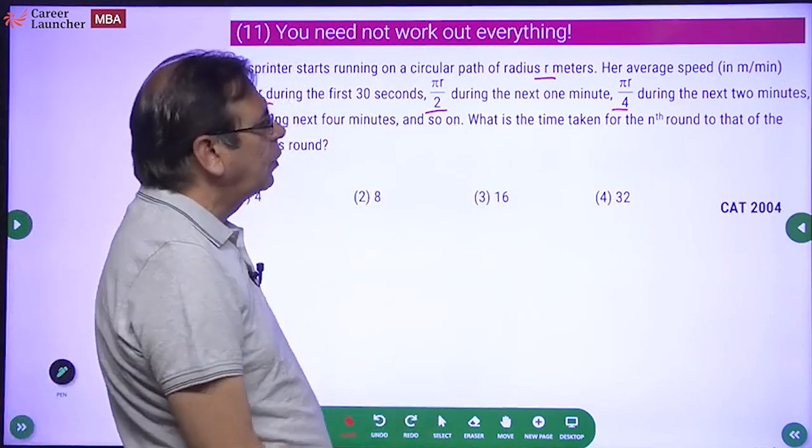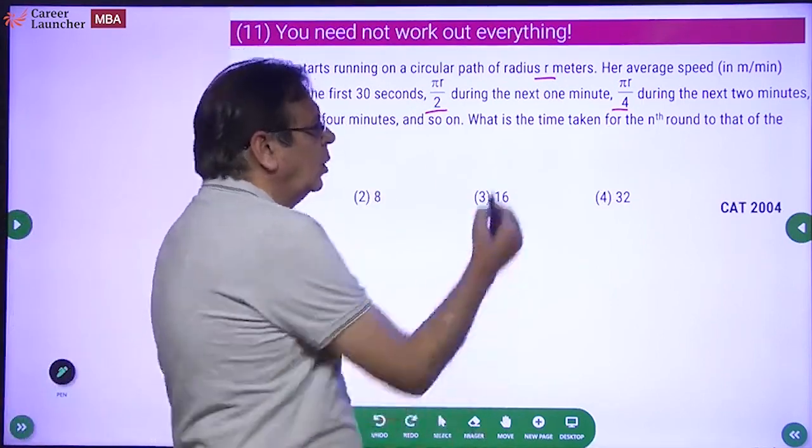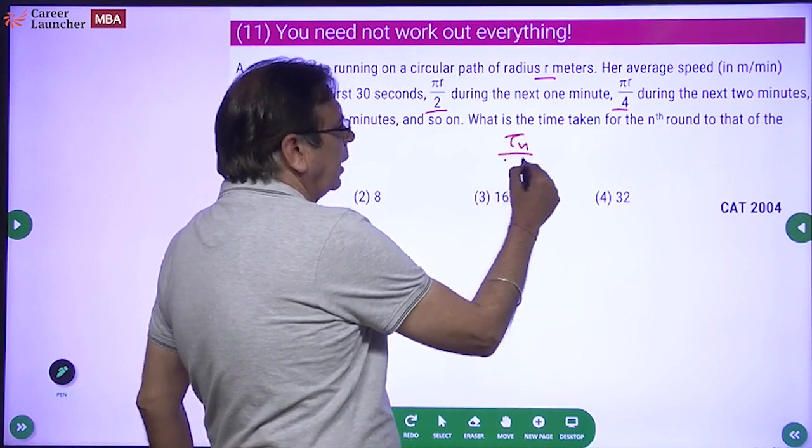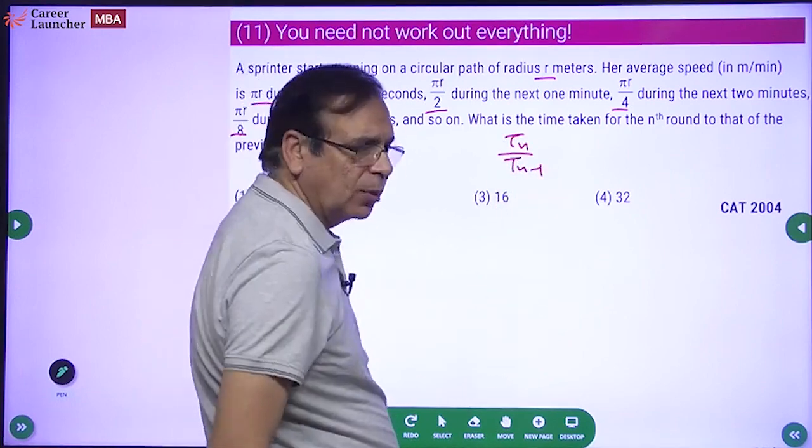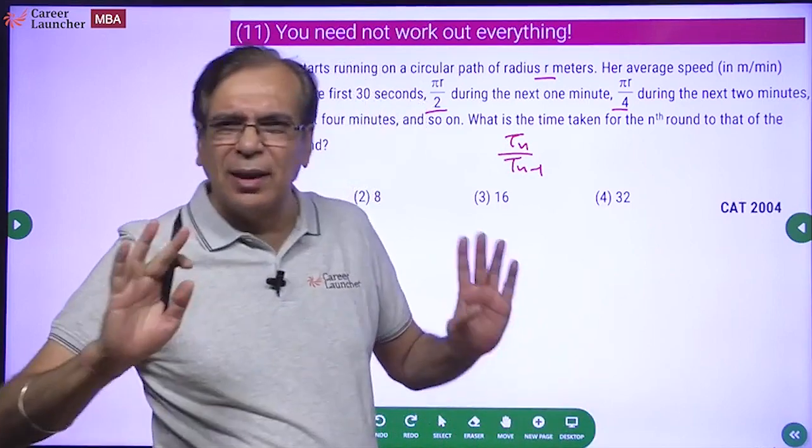What is the time taken for the nth round to that of the previous round? We want to find the time taken for nth round divided by time taken for n minus 1 round. I am not going to do the general case.